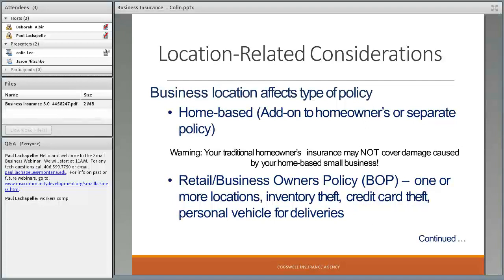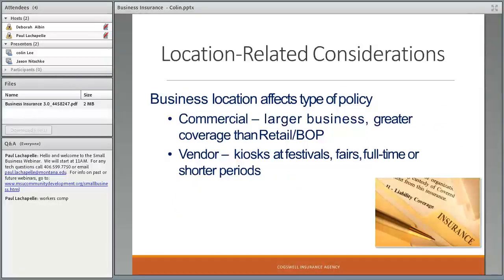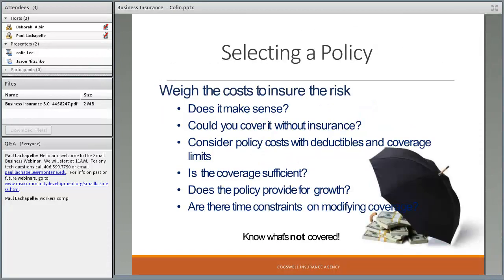Retail business owners policy, we call them BOPs in our business. Those are our real small retail, Main Street type businesses. Pretty simple to set those up. They're not very expensive, and like I say, it's a good policy with lots of additional coverages that you might not ask for, but they throw them in there anyways, and you can pick them up for free. A commercial policy is a little bit larger than a BOP, but they do have a little more flexibility in offering different types of coverages. And then your vendors, your kiosks, your guys that go to the fair, the carnivals and stuff like that, get a little shorter period type of business insurance.